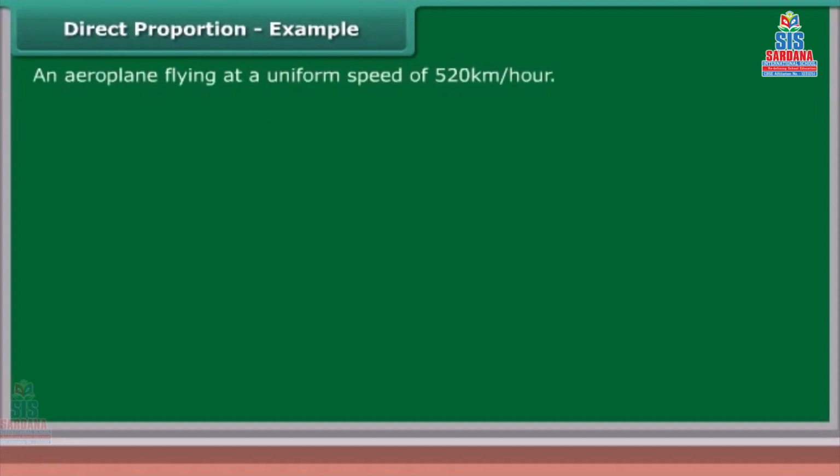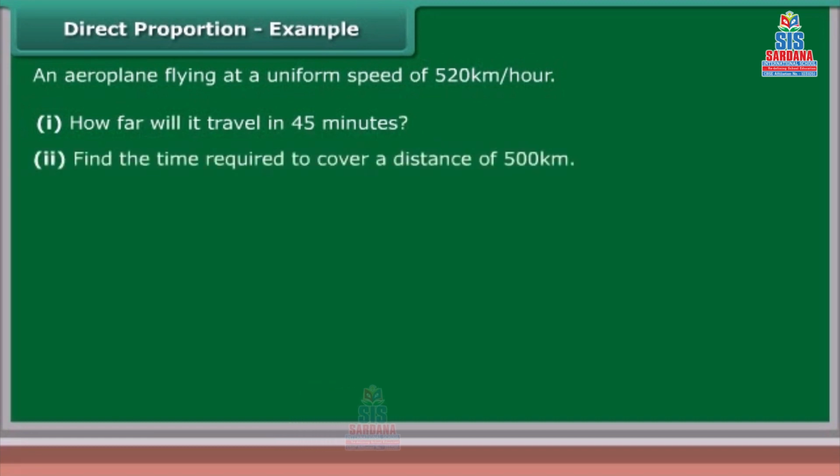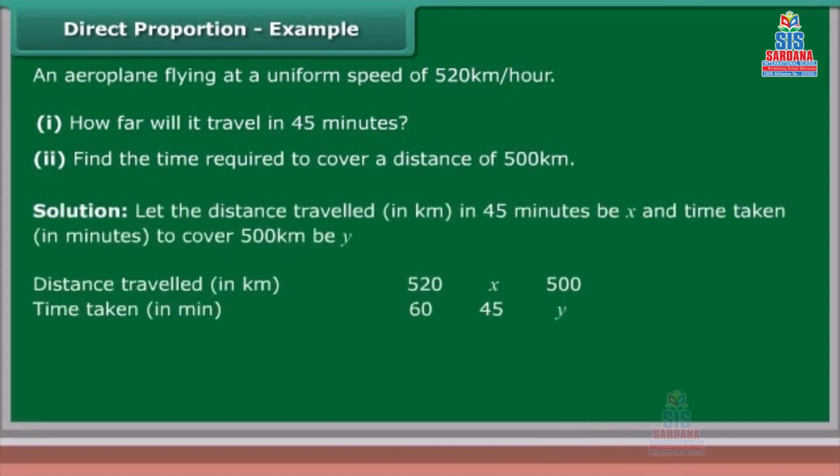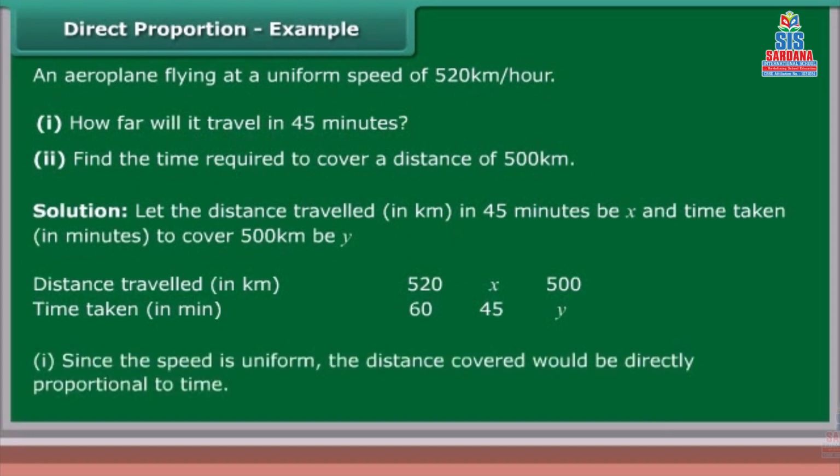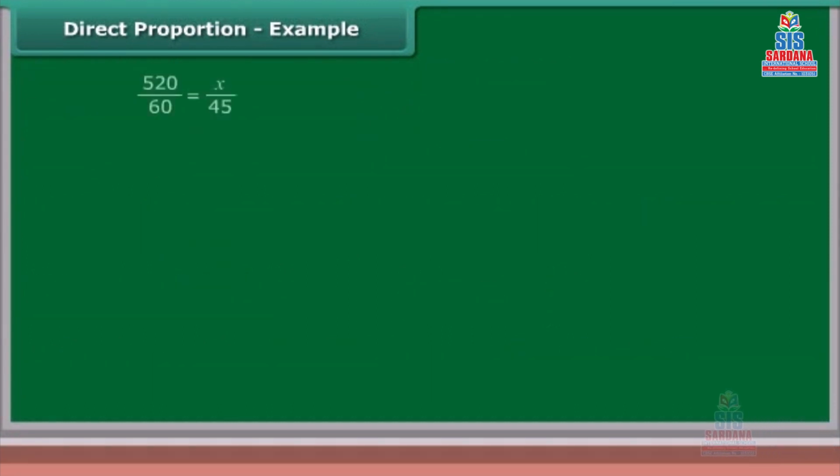Example: an airplane flying at a uniform speed of 520 km per hour. How far will it travel in 45 minutes? Also find the time required to cover a distance of 500 kilometers. Solution: let the distance traveled in kilometers in 45 minutes be x and time taken in minutes to cover 500 kilometers be y. Since the speed is uniform, the distance covered would be directly proportional to time.